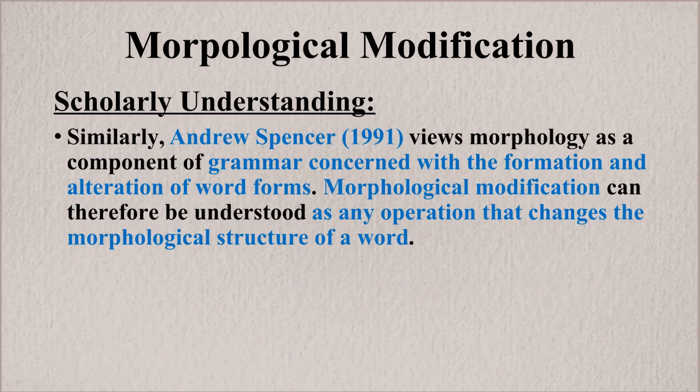Morphological modification is a general descriptive term. Andrew Spencer in 1991 views morphology as a component of grammar concerned with the formation and alteration of word forms. Morphological modification can therefore be understood as any operation that changes the morphological structure of a word.